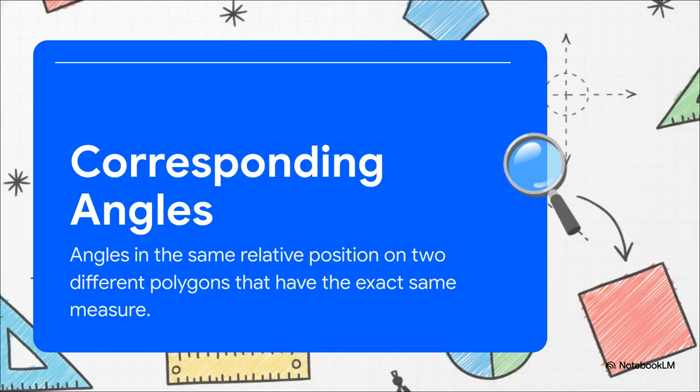But it's not just the outer boundaries that matter here. We also have corresponding angles. These are the angles in the same relative position on two different polygons that have the exact same measure. Just like the sides, the corners, or angles of congruent shapes must also map onto one another flawlessly. If one angle is 90 degrees, its corresponding angle on the congruent shape must be exactly 90 degrees for sure.